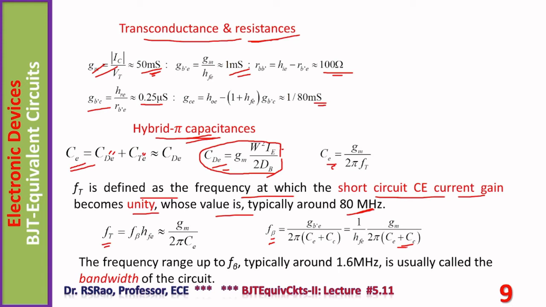A little bit of analysis is required. Here all those steps are not shown; only important relations are being mentioned. So whatever is being shown and described here is quite important. The frequency range up to F beta, typically around 1.6 megahertz, is usually called the bandwidth of the circuit.